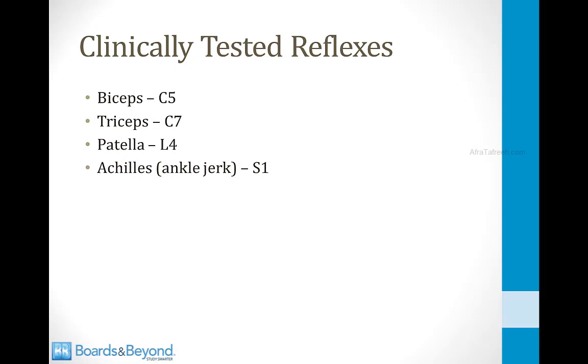The biceps reflex is tested by placing your thumb usually on the base of the biceps and then tapping it with a reflex hammer. This tests nerve function at the level of the C5 root. You can also test the triceps muscle in a similar way on the arm, and this tests C7. When you tap on the kneecap, the patellar reflex, and make the leg kick out, this tests the L4 level. And then when you tap on the ankle or the Achilles tendon and you see the ankle jerk, this is called the ankle jerk reflex, and this is testing S1.